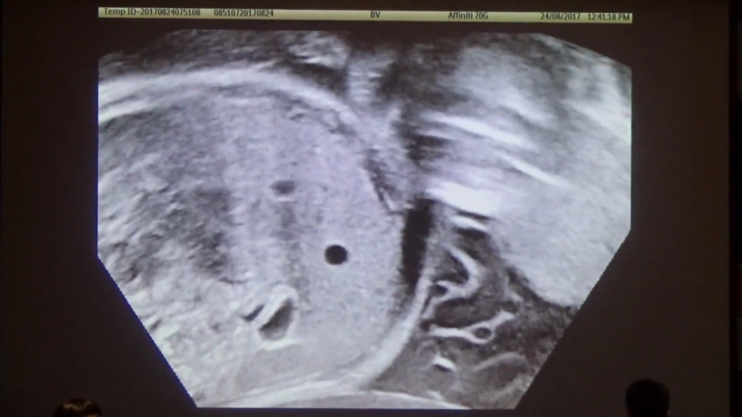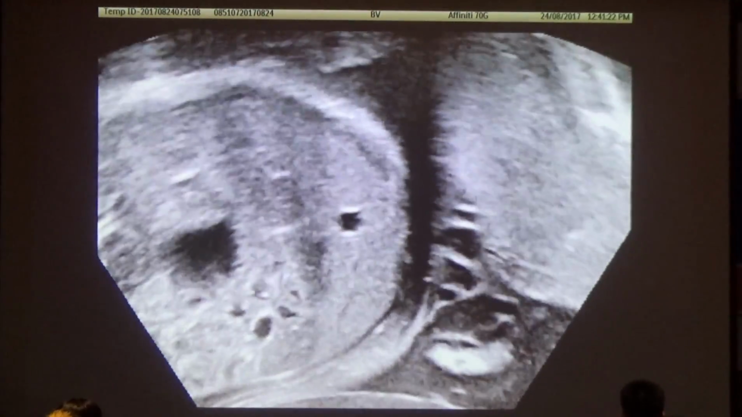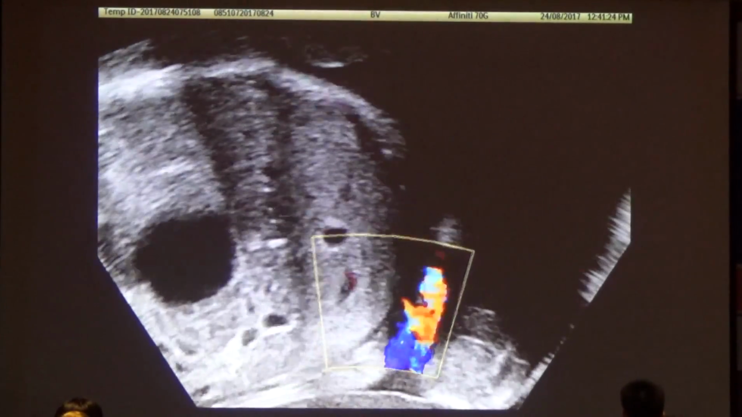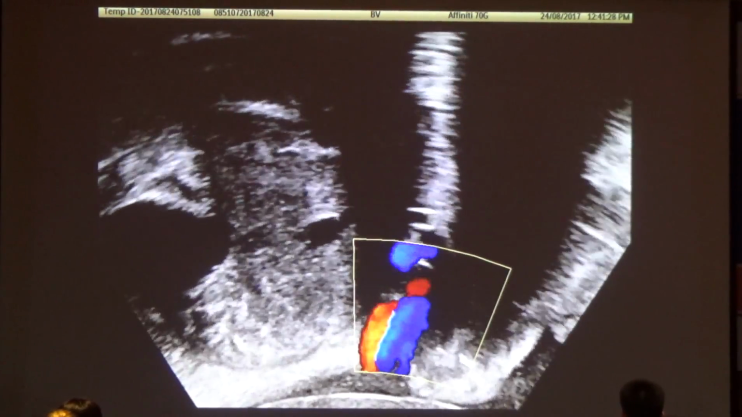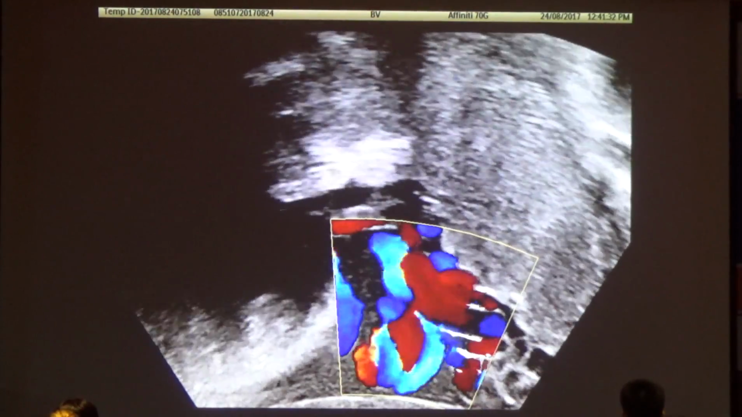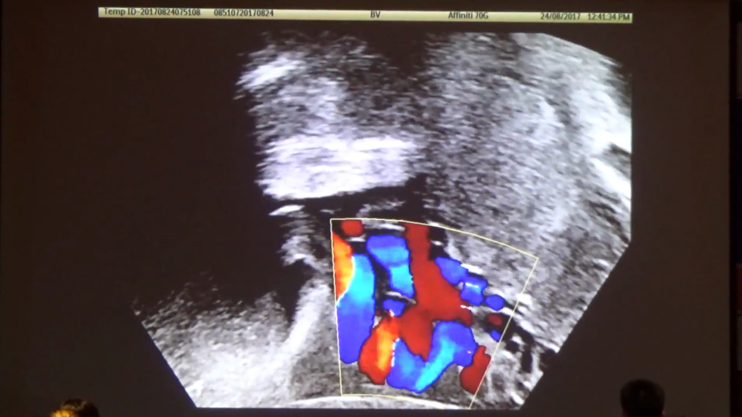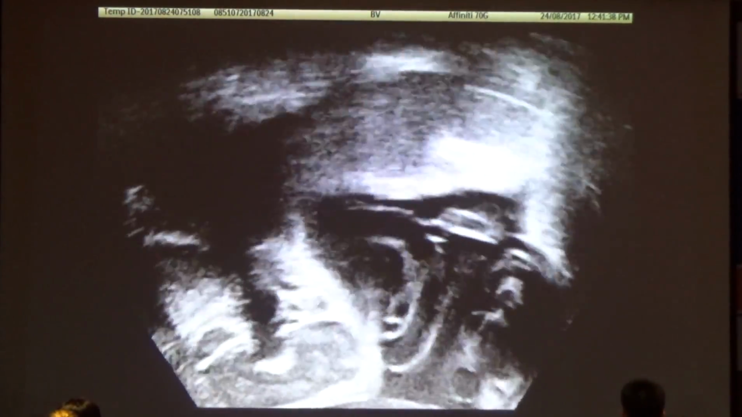Well, there's a beautiful umbilical vein and two umbilical arteries. You see that? Okay. There we go. Yeah. There we go. Red and blue. That's it. Okay. Enough. Thank you. All right. My gosh.